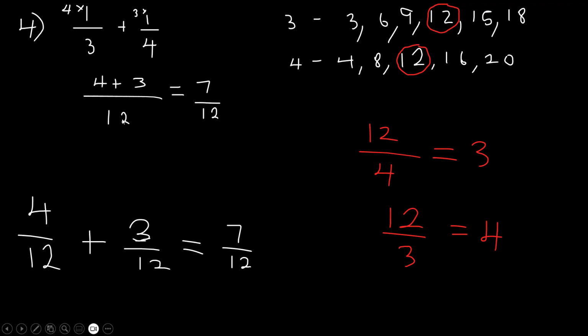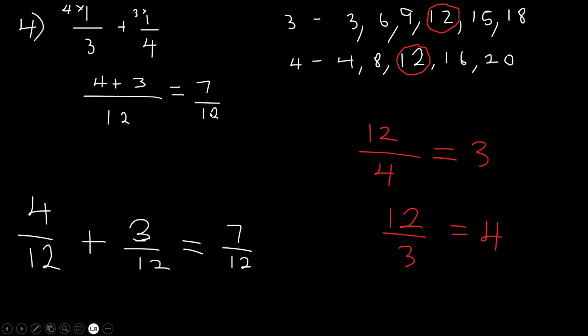I take the 12 again. I divide by the denominator here, which is 4. Look, you can see 3. 3 multiplied by the numerator here, 1, gives me 3. And then I simply add 4 plus 3 is 7, and my denominator was 12. So our answer is 7 over 12.